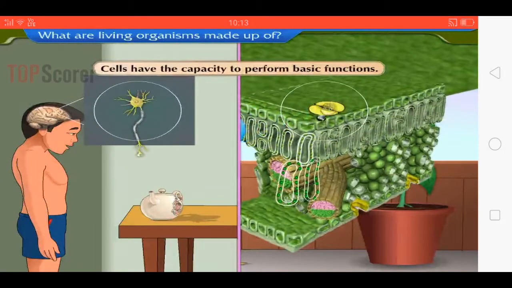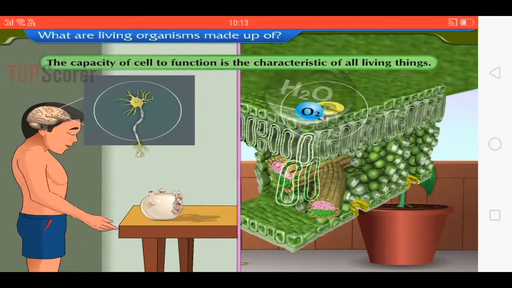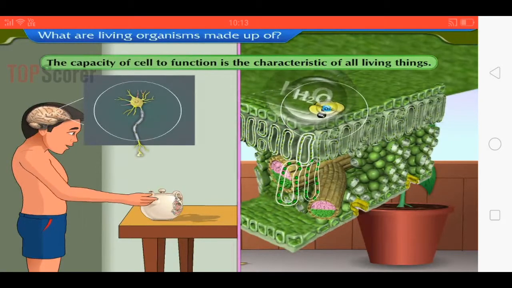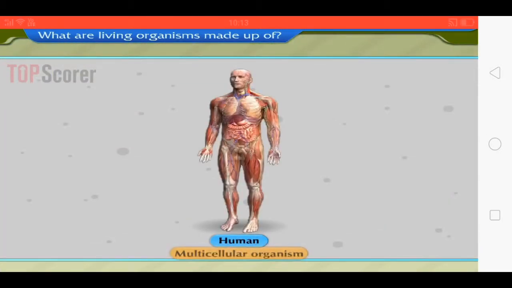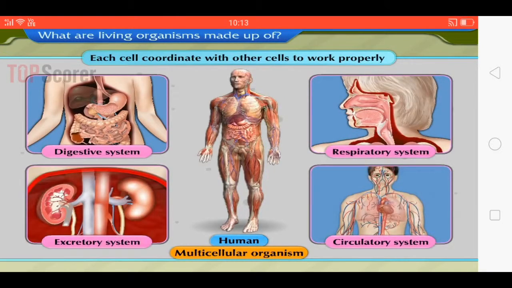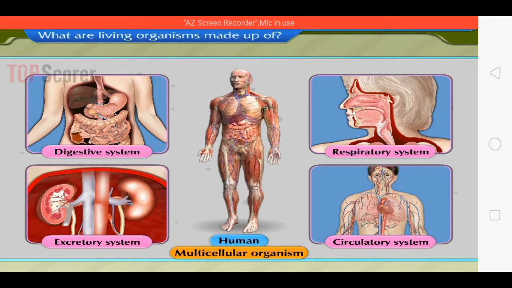Cells have the capacity to perform certain basic functions. This capacity of a cell to function efficiently is a characteristic of all living things. As humans are multicellular organisms, each cell has to coordinate with the other cells to work properly. This coordination can also be stated as division of labor of cells in multicellular organisms.